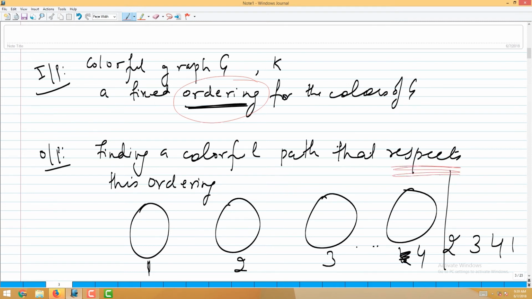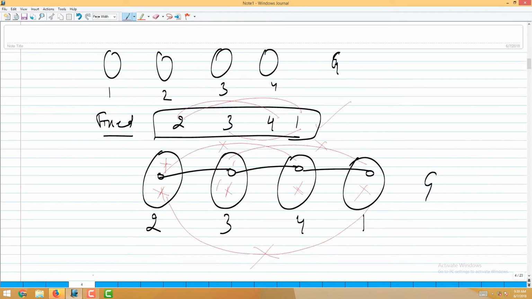Respects this ordering meaning the first vertex of this colorful path is colored with the first color in the ordering, the second vertex of the colorful path is colored with the second color in this ordering, and so on. And how did we solve this problem? We just did some pre-processing in the graph. This is like deleting all the edges inside 2, 3, 4 and across edges, and after that we ran DFS on this.